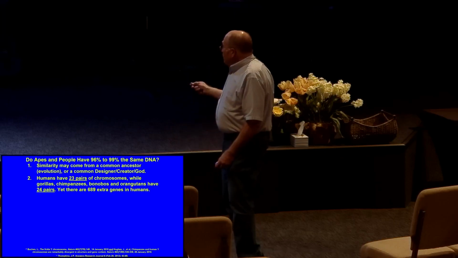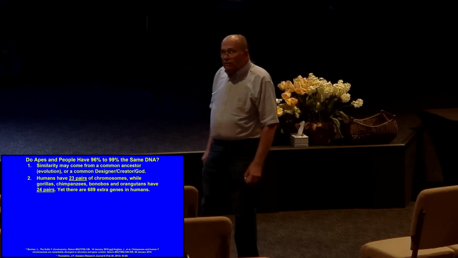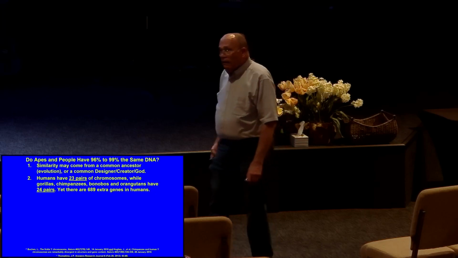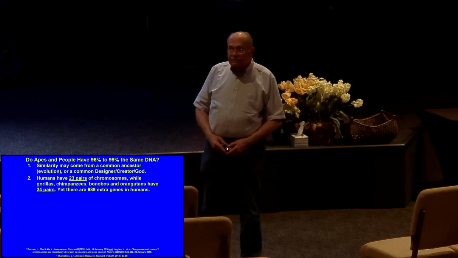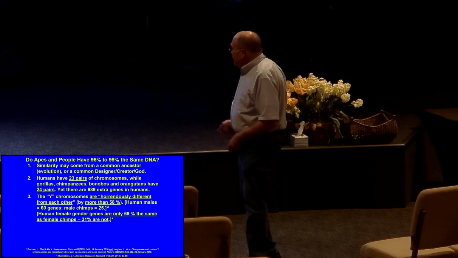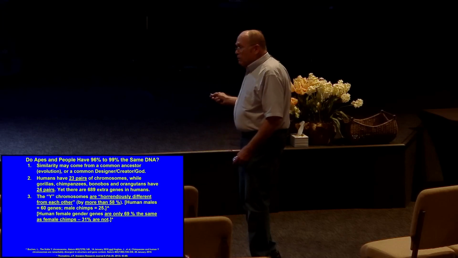Point 2. Humans have 23 pairs of chromosomes, but gorillas, chimpanzees, bonobos, and orangutans have 24 pairs. So apes have an extra pair of chromosomes that we don't even have. In addition to that, there are 689 extra genes in humans that apes don't have. Well, let's keep going. Point 3, the Y chromosomes.